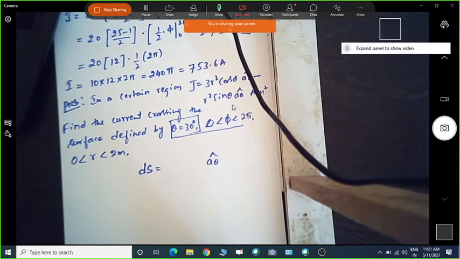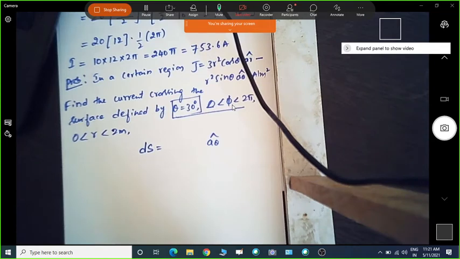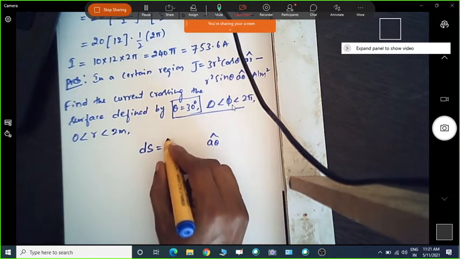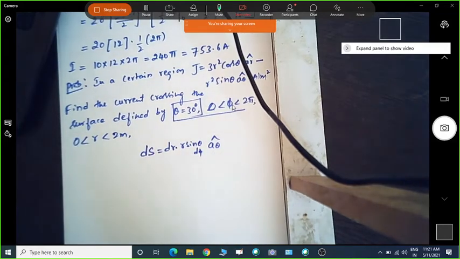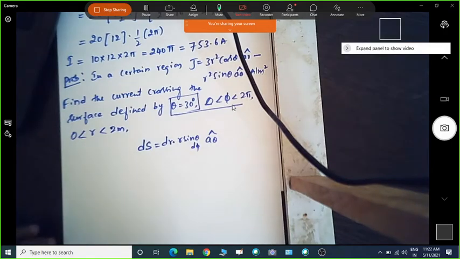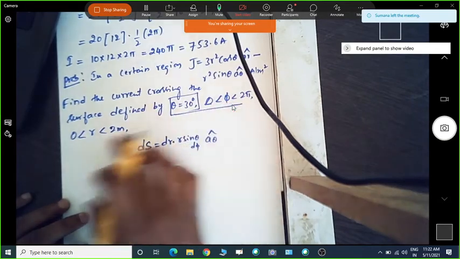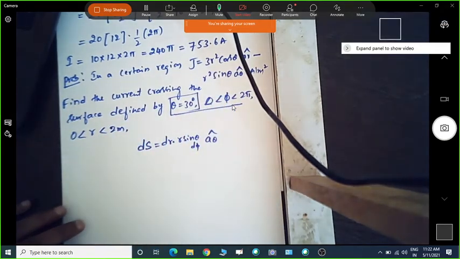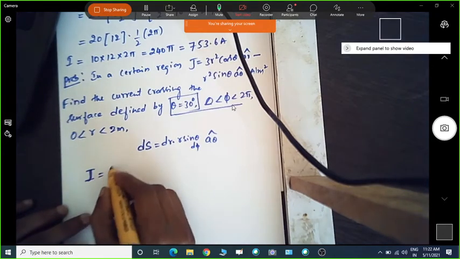In spherical coordinates, just remember, it is dr in the r direction, r sin theta d phi in the phi direction. So this is the differential surface perpendicular to theta, right? Since the given region is a constant theta surface, the variations are phi and r. Now take this differential surface and find the current flowing through it.